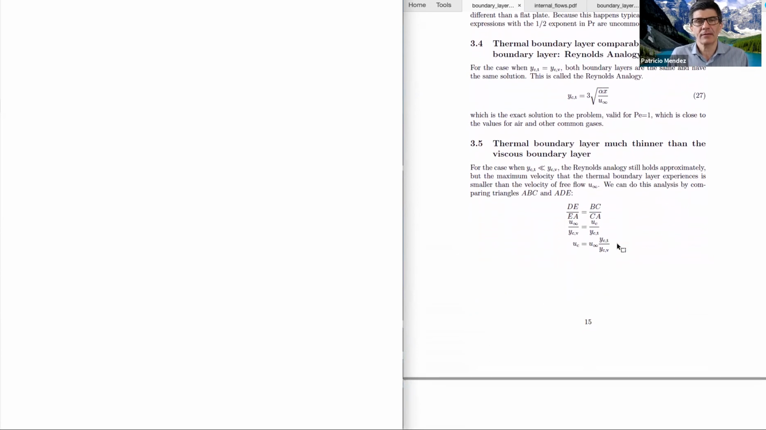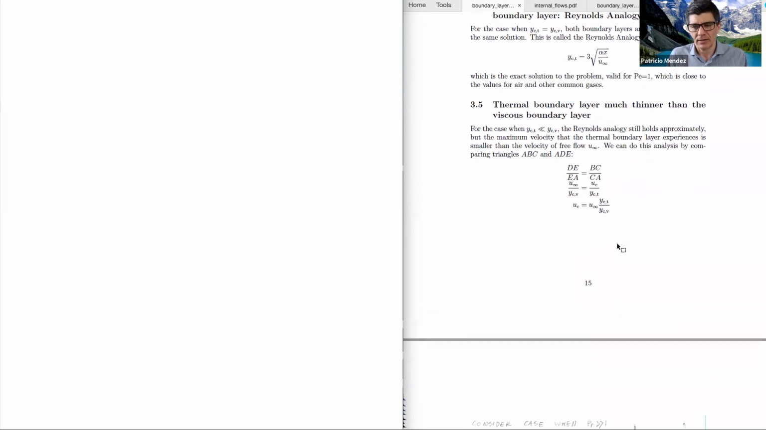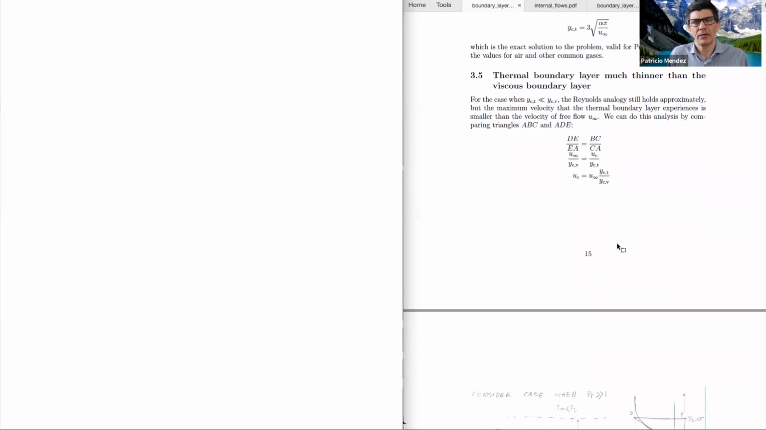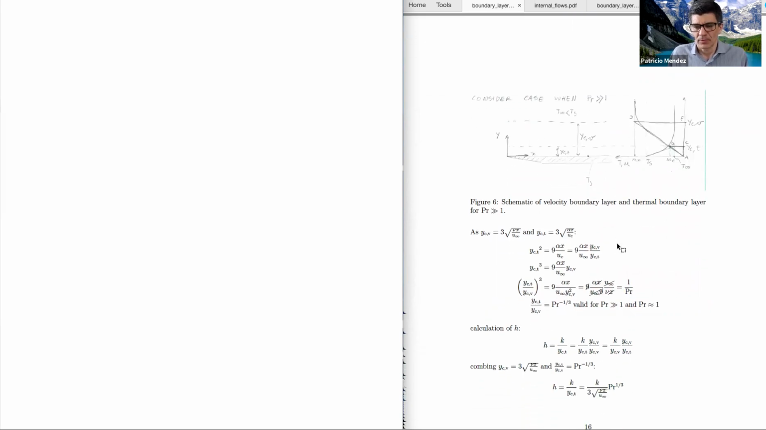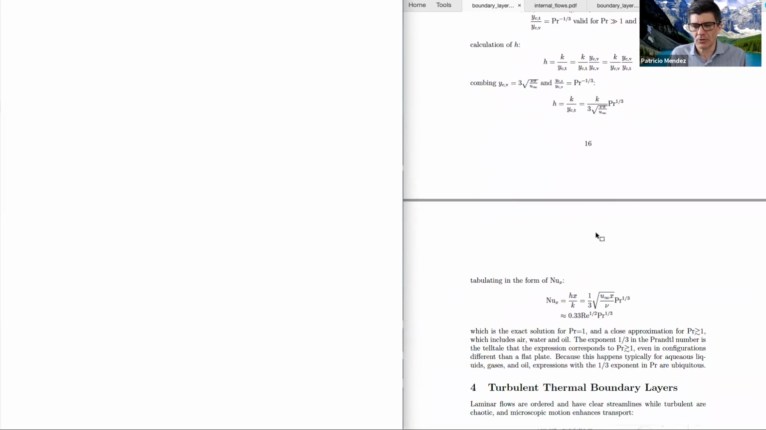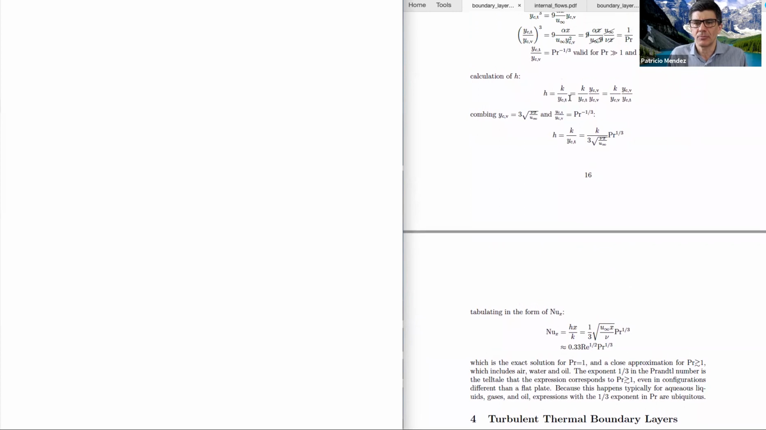But for the case of oil, water, and air, we needed to account for the much thinner thermal boundary layer that has much lower velocities because it's closer to the surface, where the fluid is flowing slowly. And when we did that, we came to the conclusion that the ratio between these two boundary layers was proportional to Prandtl to the 1/3. And we are going to see Prandtl to the 1/3 all over the place.